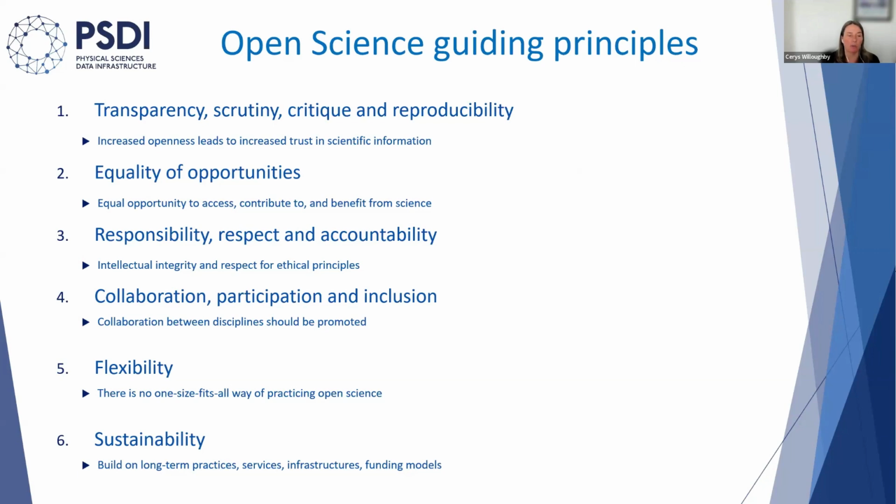So again, with trust, it's important that there's responsibility, respect, and accountability. So this is looking at making sure that the research that's done and the way that the data and the knowledge we have is used in an ethical way. And again, collaboration, participation, and inclusion. And there's no one size fits all of open science, and it's important that it's sustainable. Open science isn't just something that we want to do for a couple of years, it's something that needs to carry on for the long term so that all of these benefits can be brought to humanity.